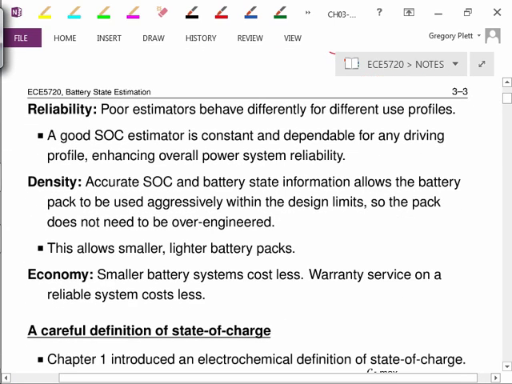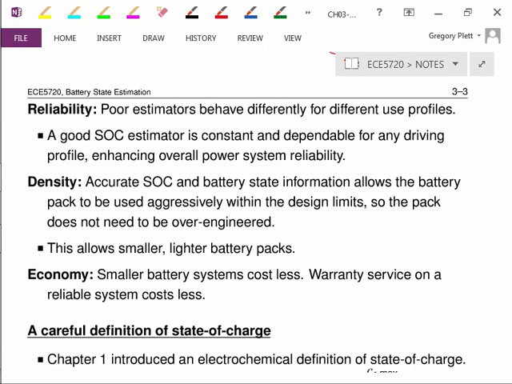From the user perspective, we're interested in reliability. So poor estimators behave differently for different usage profiles. If I'm doing one thing, the estimator may give me great estimates just by random chance, but if I'm doing another thing, it may give me very poor estimates. And in fact, the estimate might jump around. So it may say, oh yeah, your SOC is 80%, 80%, 80%.